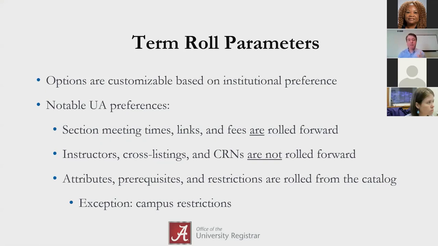The exception to that is campus restrictions. At UA, those are set basically at the section level, because students are admitted into different campuses. You might have a class section that is restricted to students on main campus, a section that is restricted to distance learners, or a section that is restricted to our Gadsden campus. So that's really the only restriction that we copy from section to section, as opposed to copying from the catalog level. But again, that can be changed at each institution.